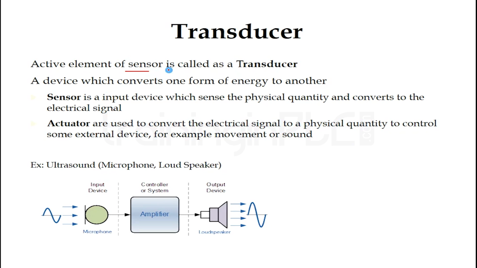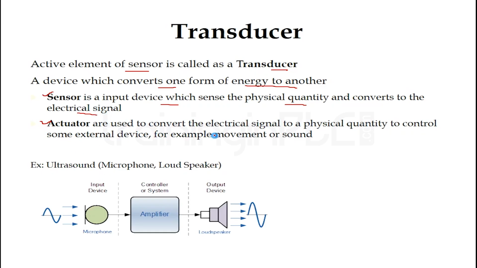The active element of the sensor is called a transducer. A transducer is a device which converts one form of energy into another form. A sensor is an input device which senses a physical quantity and converts it into electrical signals.